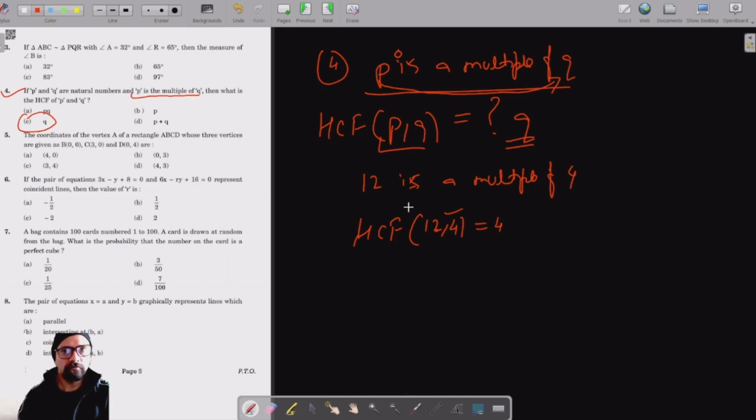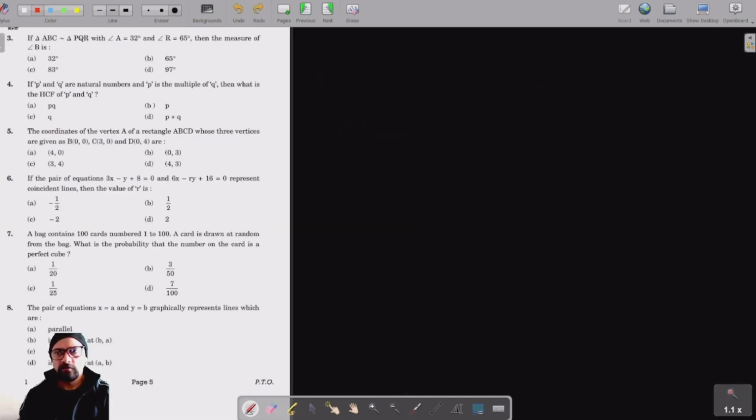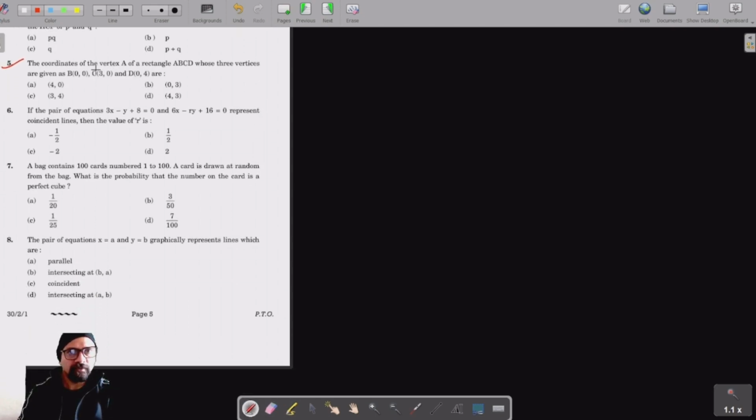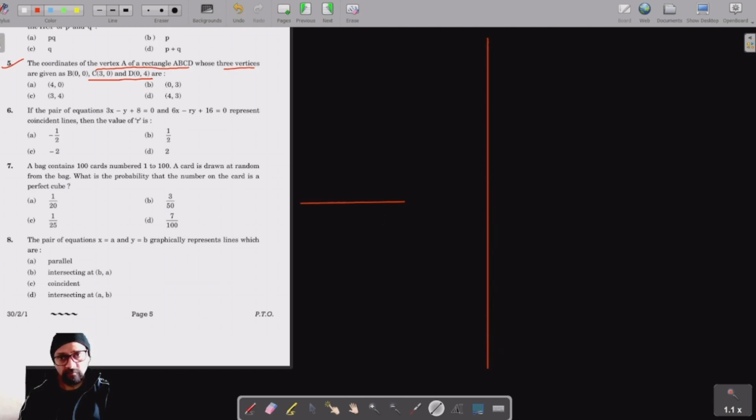Let's move on to the fifth one. For question number 5, it's given that the coordinates of the vertex A of a rectangle ABCD whose three vertices are given. What are the coordinates of vertex A? We can also find it using the distance formula, but it would be easier if we just quickly draw it on the plane.